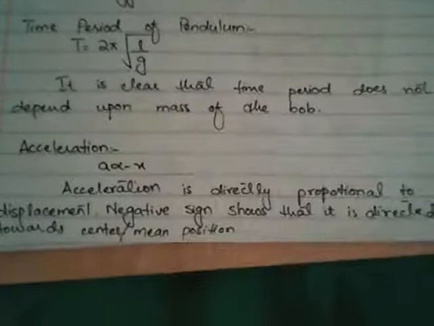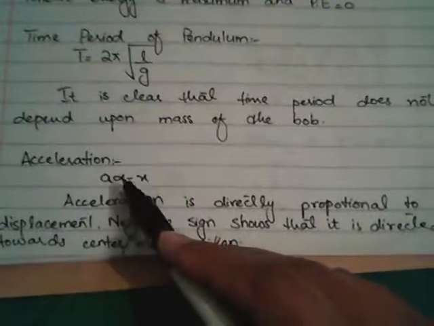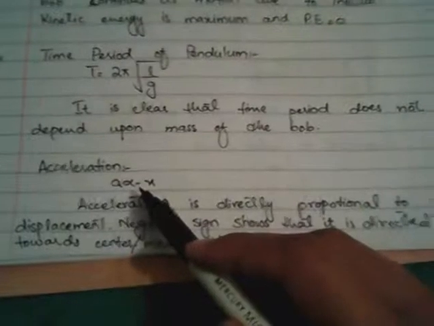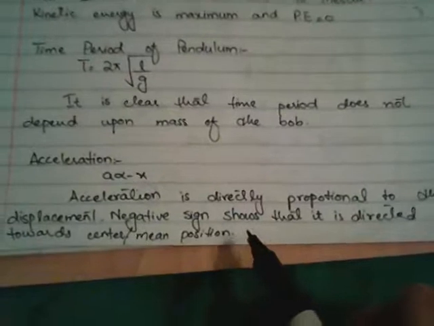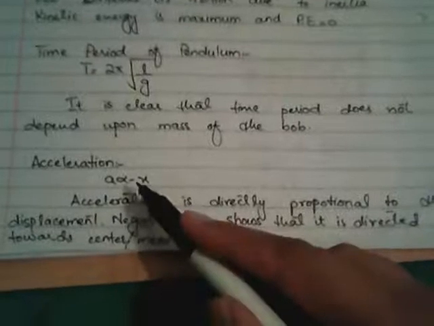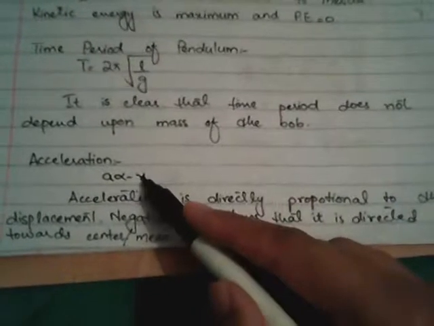Another point is that the acceleration produced in the simple pendulum will be directed towards the mean position. It will be directly proportional to the displacement, but don't get confused by the negative sign. It just shows that the acceleration is directed towards the mean position and not in the direction of the applied force. The negative sign determines the direction of acceleration. With the increase of x, the acceleration will also increase. So this was all we needed to know about the simple pendulum.